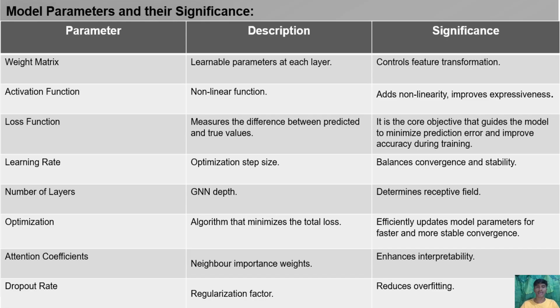Learning rate. The learning rate defines the step size during optimization. If it's too high, the model may not converge. If it's too low, it may take too long to train. So it's crucial to maintain a balance between convergence speed and stability.